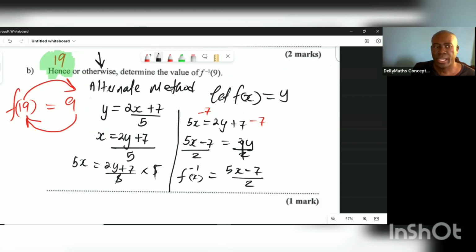If we substitute the 9 into the inverse of f, the inverse of x, we should get the answer, which is 19.